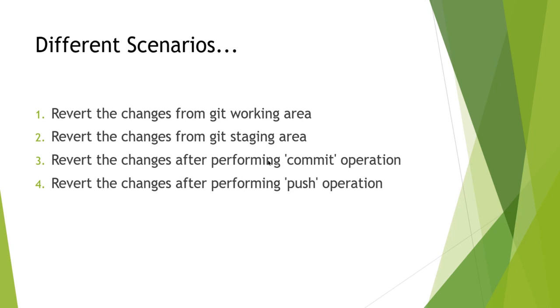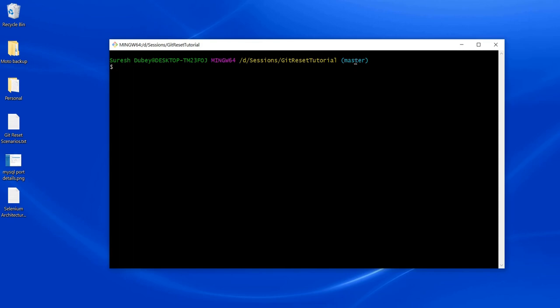Today I'm going to discuss how to revert the changes once we perform a git push operation. It means I want to revert the changes from my remote repository. So let's understand this practically. I am on my git repository, on the master branch, and let me check the log.